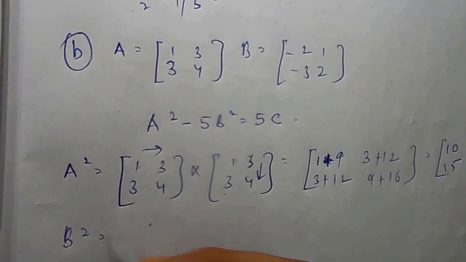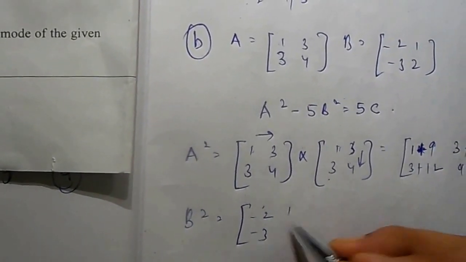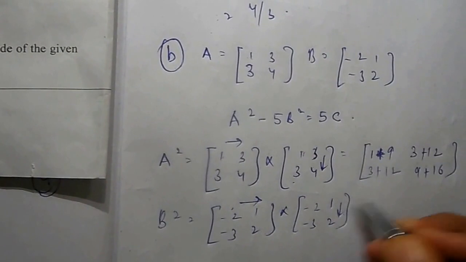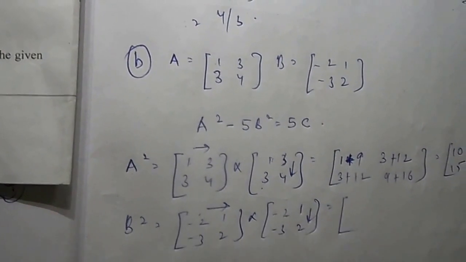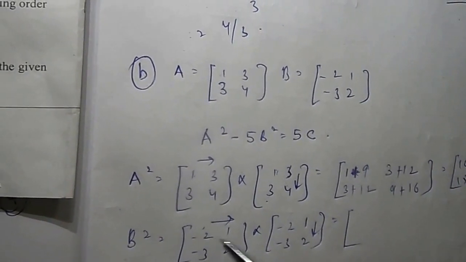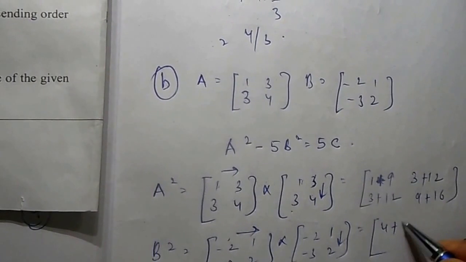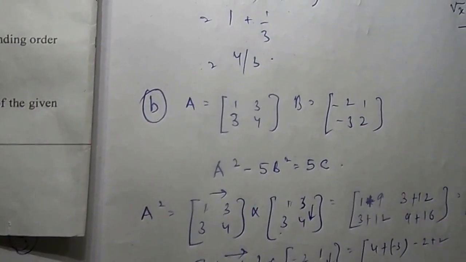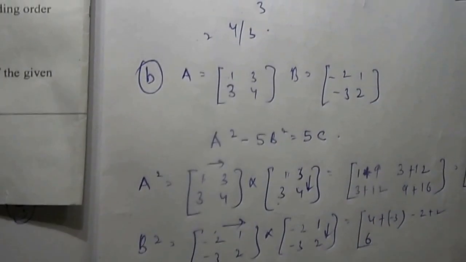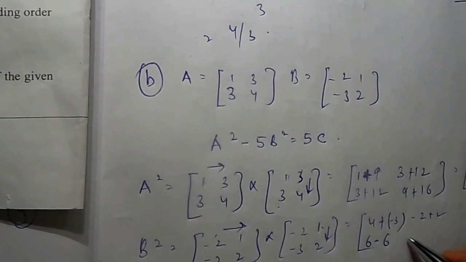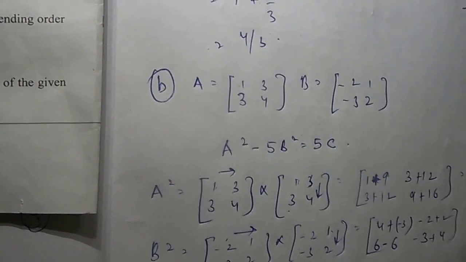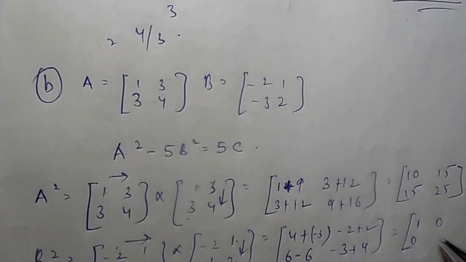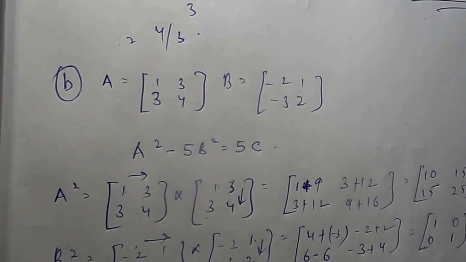Okay, so we calculate B square over here. B square is the same thing, [-2, -3; 1, 2] cross the same thing. My pen is shutting off, so I guess I need to change this. So no, I think it will work fine. -2 into -2, now minus minus plus, so that's 4, and 1 into -3, that's -3. -2 into 1, -2, and 1 into 2, 2, where we get 0. -3 into -2, that's 6, and 2 into -3, that is -6, it will get 0 again. -3 into 1, that's -3, and 2 2s are 4. So we get 1, 0, 0, and 1. So that's an identity matrix.